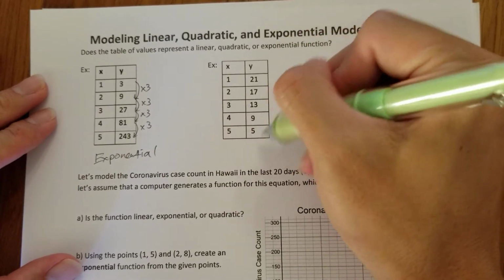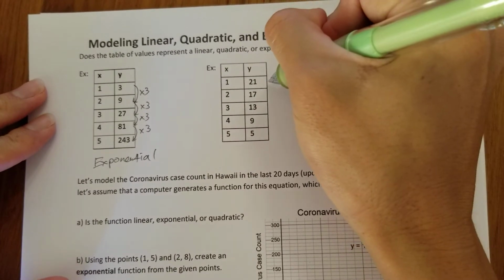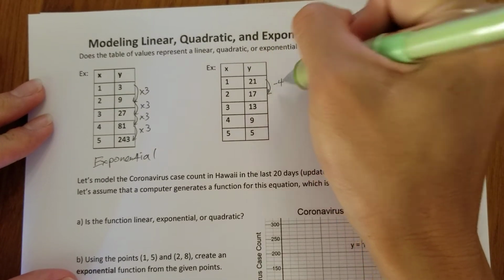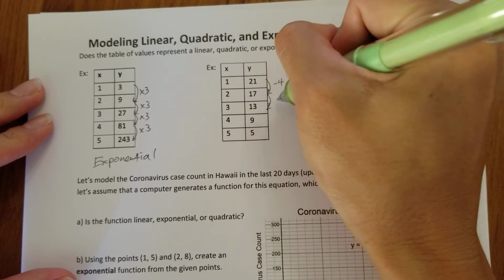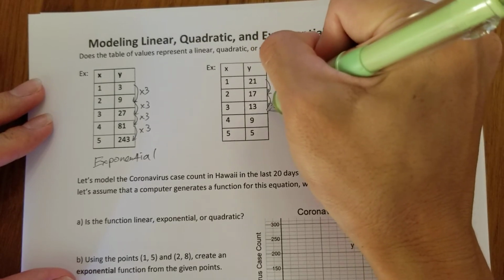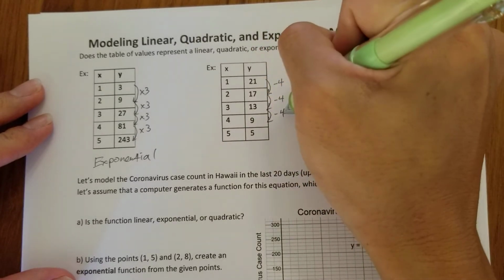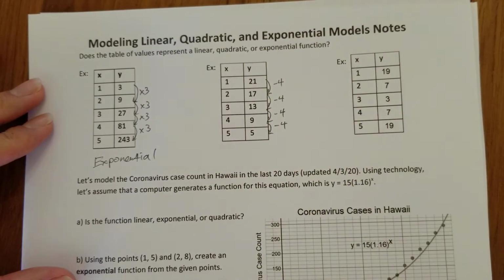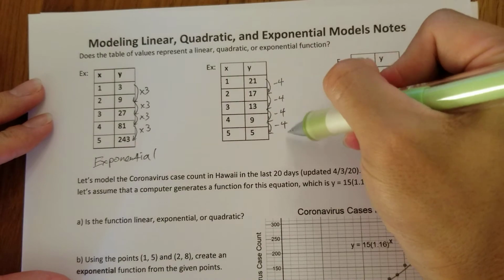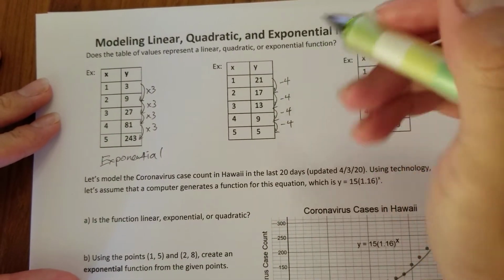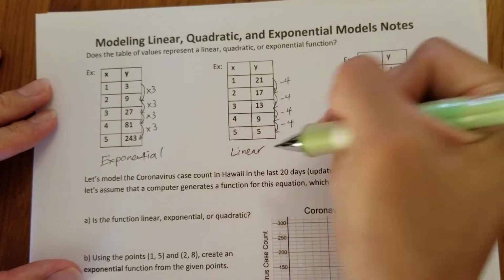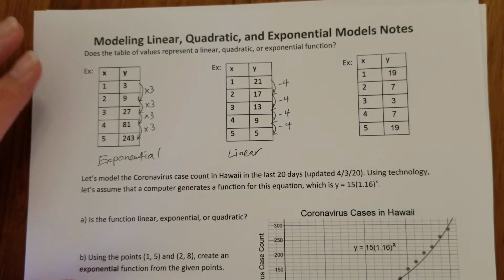Now, you could try the same thing with this if you wanted to. You might run into problems if you try to think that's exponential. What I immediately see here is the difference between 21 and 17 is -4. You would subtract 4 to get from 17 to 13, subtract another 4 to get from 13 to 9, and subtract another 4 to get from 9 to 5. So the common differences are all the same, and since they are all the same, this is going to represent a linear function.